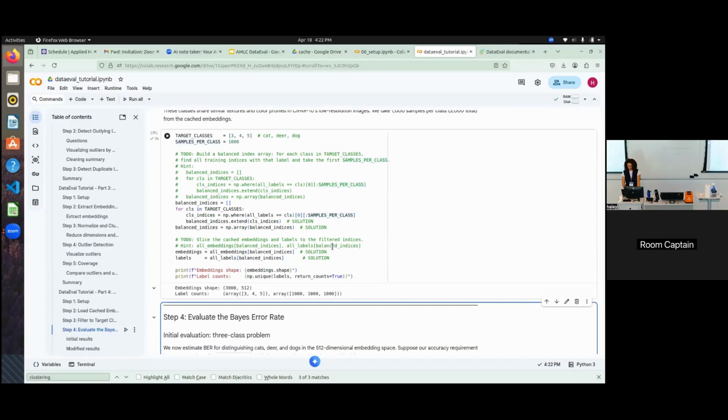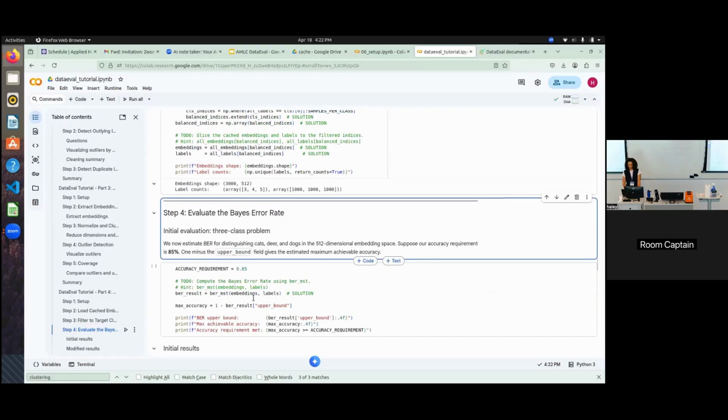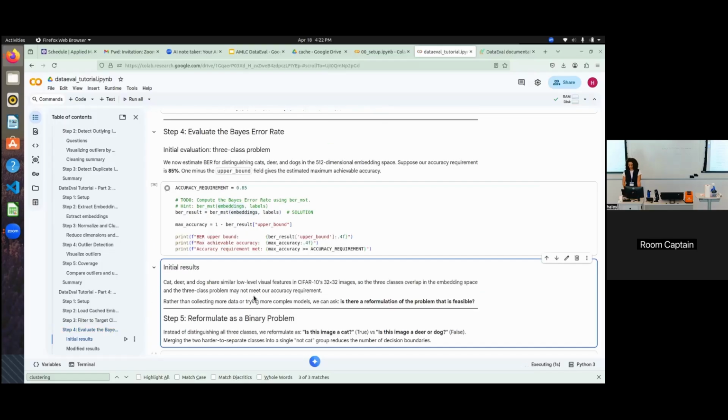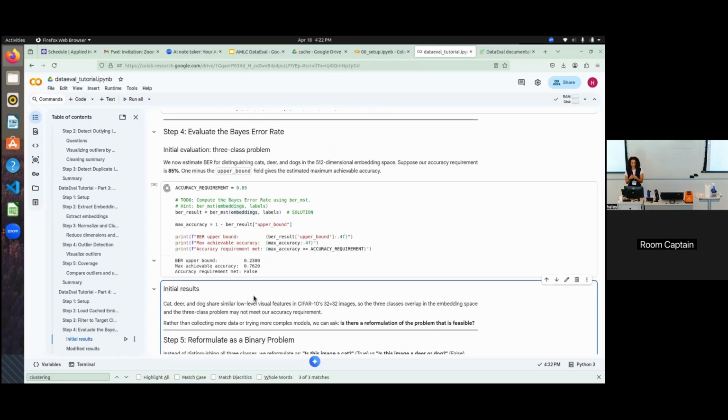So we've got our 3,000 images that are embedded, and then we want to evaluate the Bayes error rate. Let's say for the sake of this example, our accuracy requirement is 85%, and that's the limit that we want. We can see that the minimum achievable accuracy is 76%, which is not 85%. And so the accuracy requirement is not met.